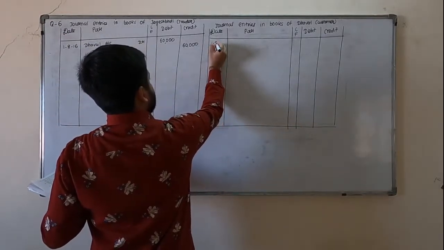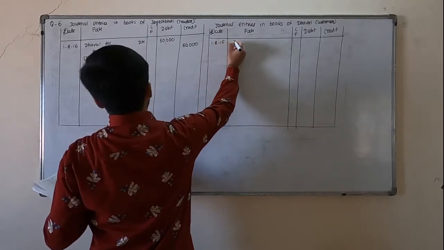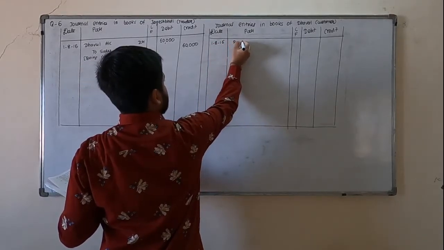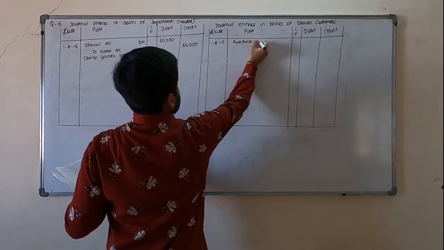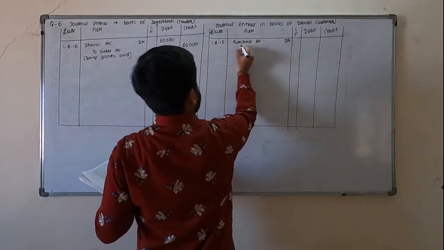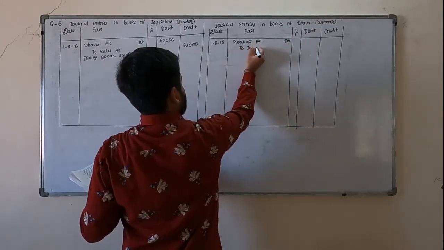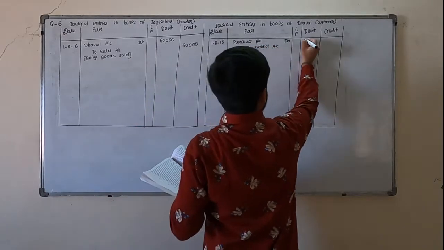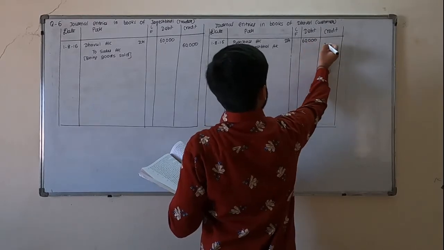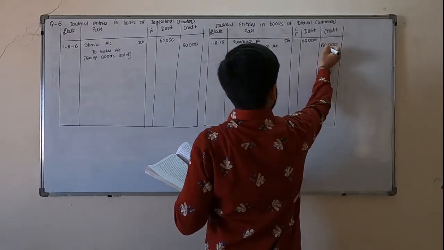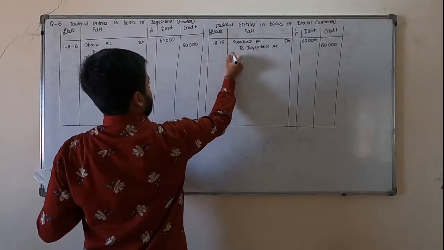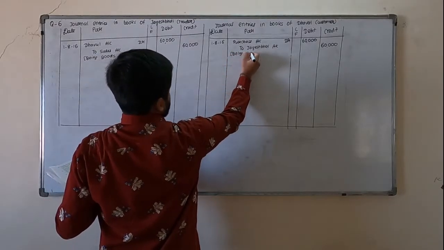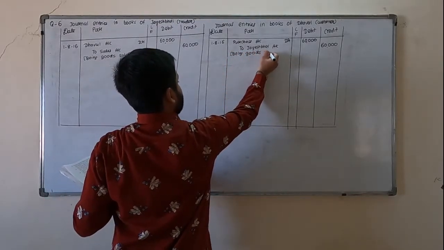On the same date, in the books of Dhaval, 1/8/16, he is purchasing the goods from Jayesh Bhai. So purchase account debit to Jayesh Bhai account 60,000. Being goods purchased.